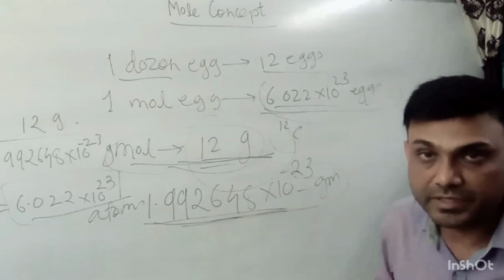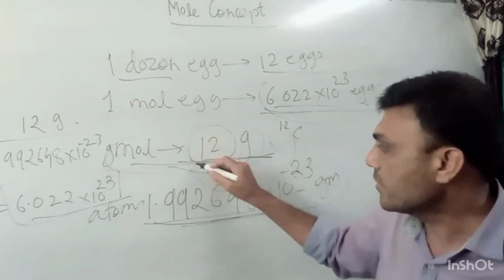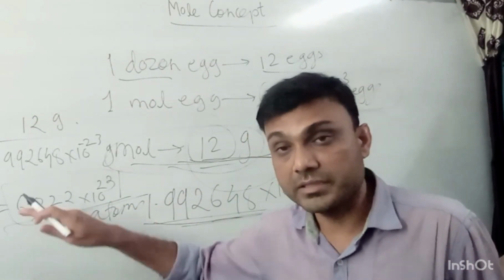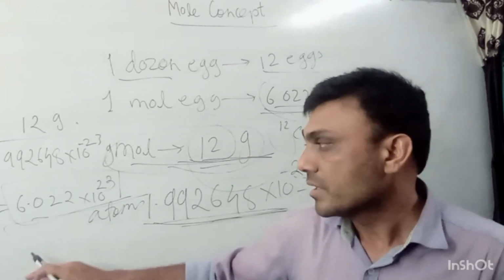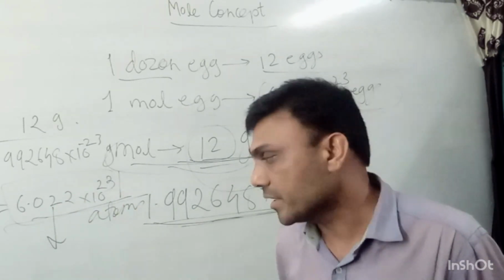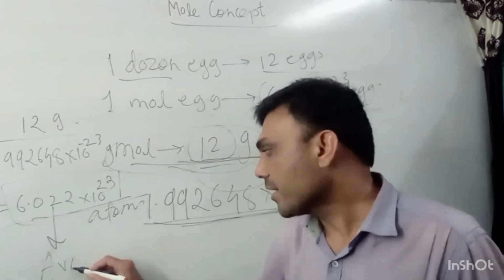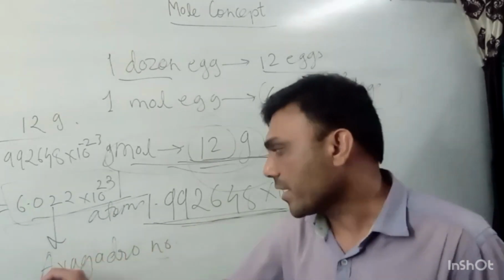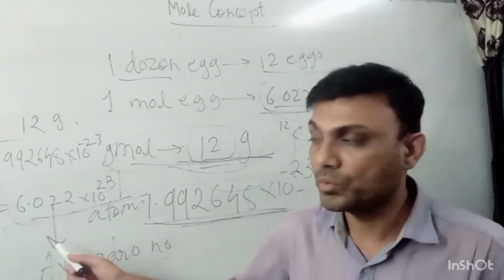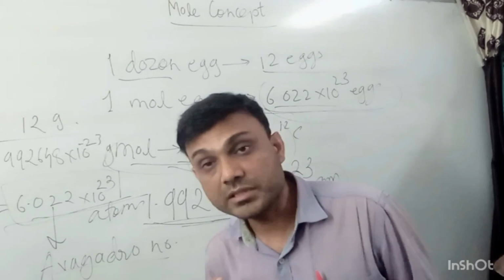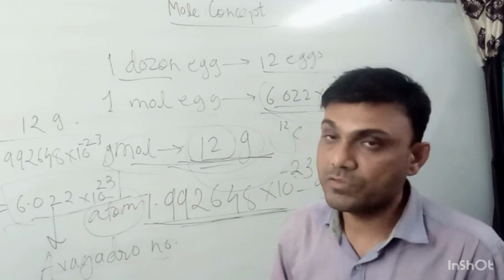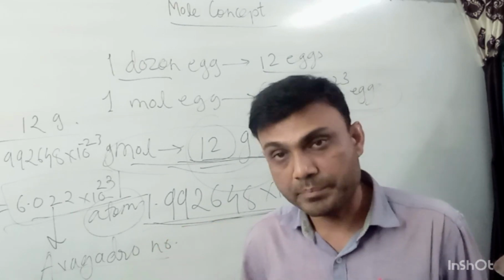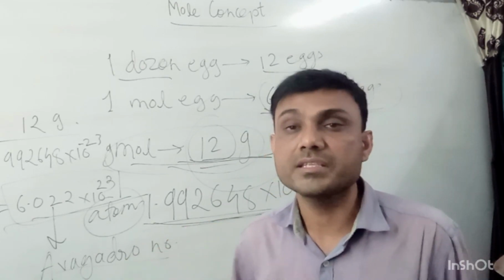You divide 12 gram by that number, and you will get this amount of number, and this number is nothing but 1 mole of the quantity, and this number is called the Avogadro number. Avogadro number is nothing but 6.022 into 10 raised to power 23. Now these are atoms, but we can say anything, like atoms, or charged particles, or ions, or electrons.